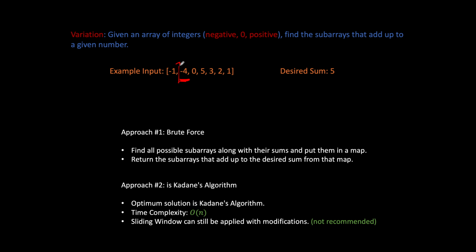So if we increment everything by 5, this is going to be 1, this is going to be 4, this is going to be 5, and we'll have a new array, and on that new array, we can apply the sliding window technique. Then find a valid solution. But I don't recommend doing it because this adds complexity. Kadane's algorithm is much simpler, and you will have to wait for that.